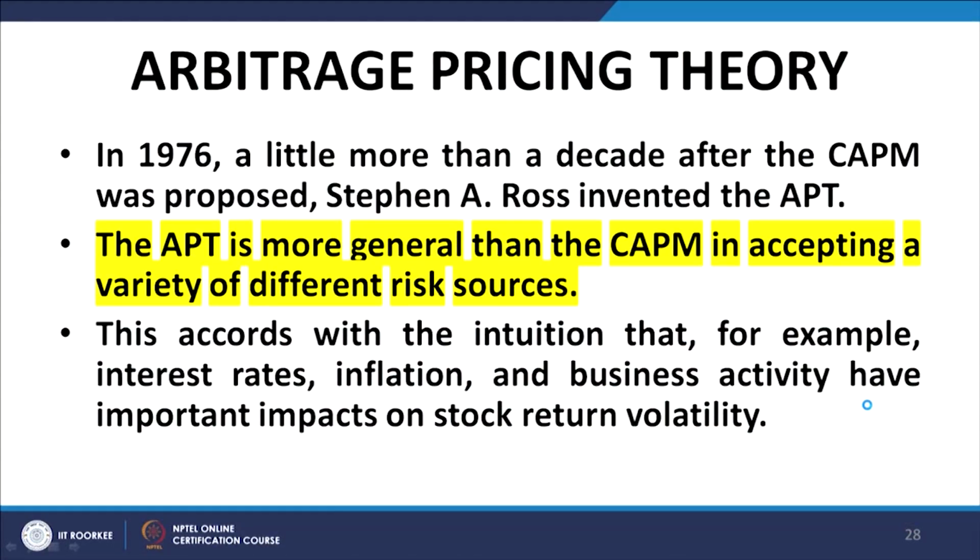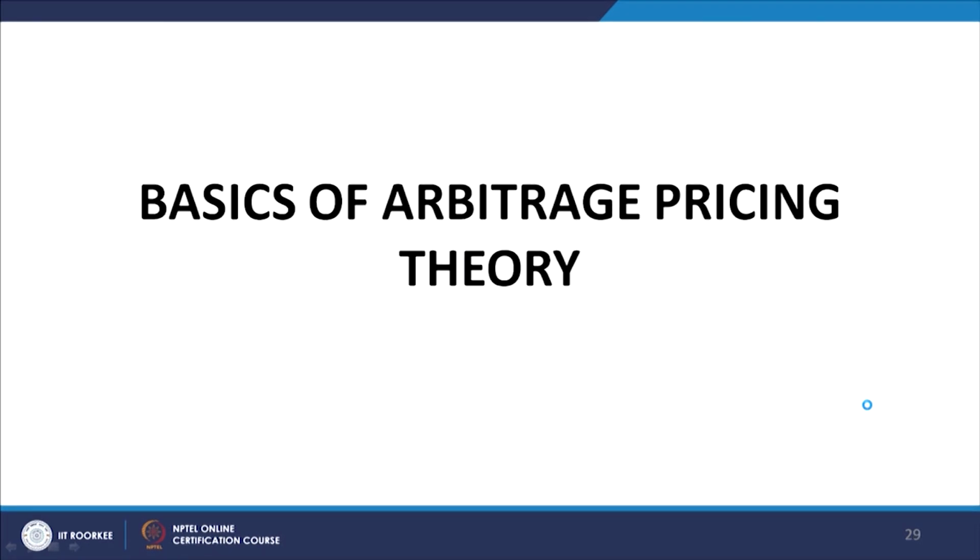The arbitrage pricing theory is slightly more extensive. It was proposed by Stephen Ross in the year 1976, about a decade after the CAPM model was propounded by William Sharpe. The APT is more general than the CAPM in accepting a variety of different risk sources. This accords with the intuition that, for example, interest rates, inflation, and business activity have important impacts on stock return volatility. So, from here we shall take up, after the break, we shall delve deep into the arbitrage pricing theory. Thank you.